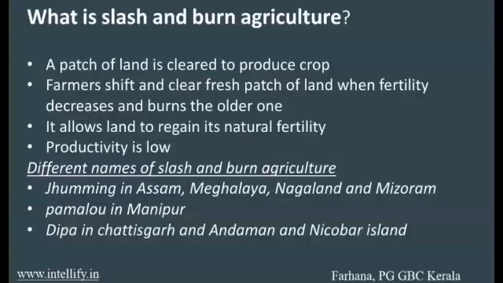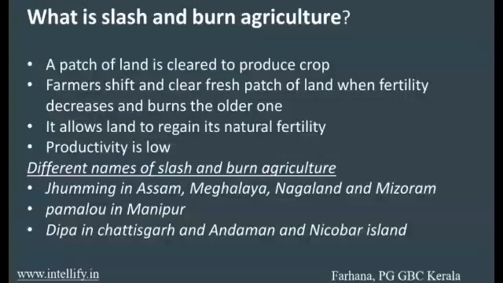But here the productivity is low because they are not using any type of fertilizers. But this type of agricultural practice is not recommendable because it causes large destruction of plants and trees. There are different names for slash and burn agriculture. It is known as jhumming in the region of Assam, Meghalaya, Nagaland and Mizoram, Pamlou in Manipur, Dipa in Chhattisgarh and Andaman and Nicobar Island. So this is about primitive subsistence farming.